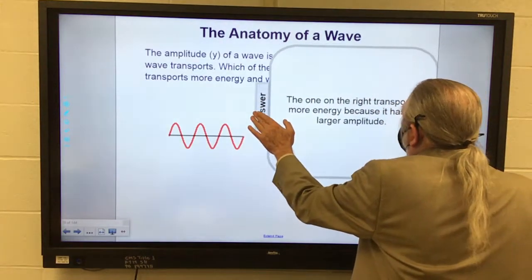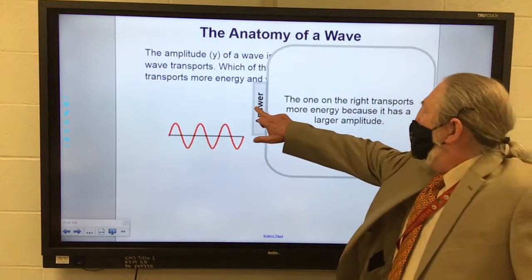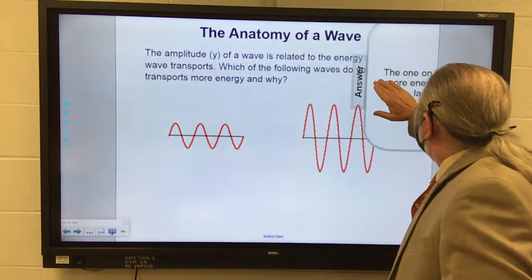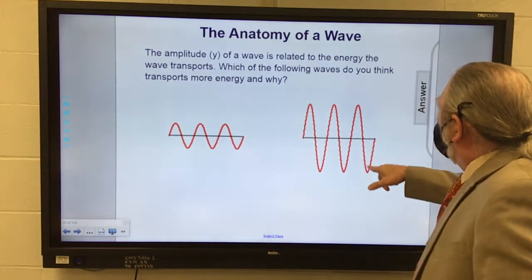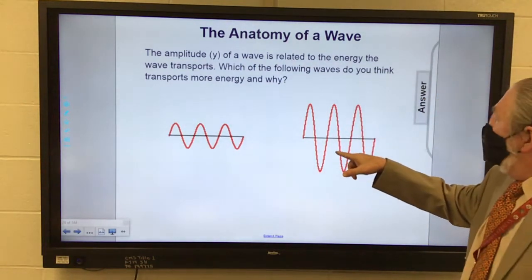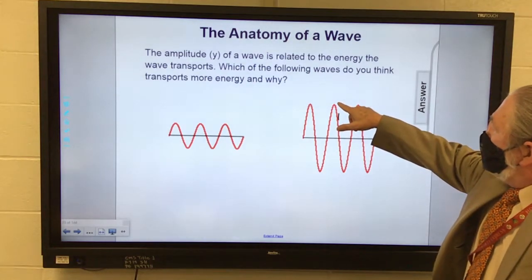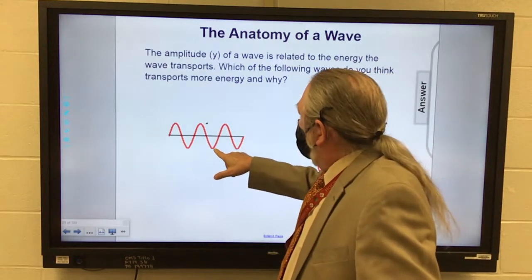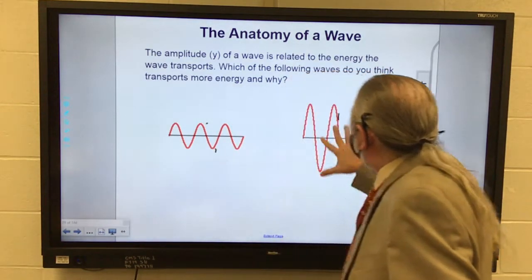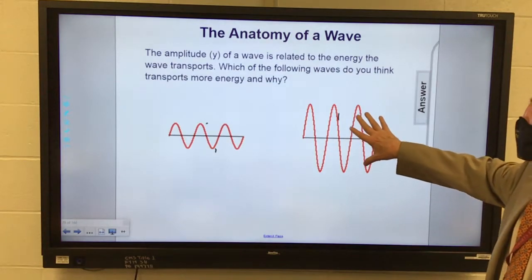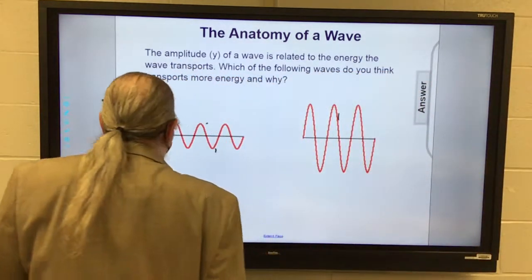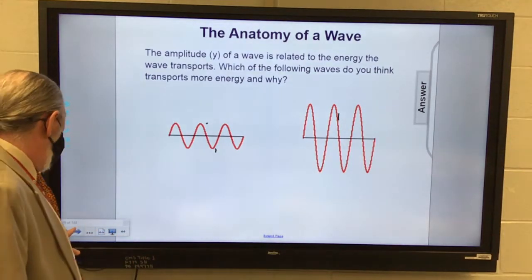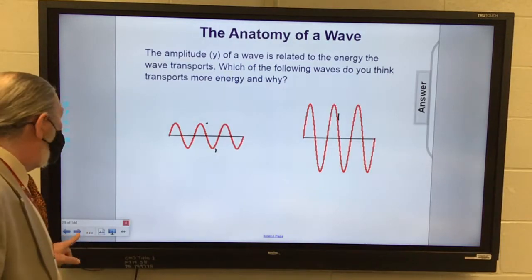The one on the right transports more energy because it has a larger amplitude, right? So it's longer, up and down, right? The crest is taller and the trough is lower. So more energy here on the right, okay? Got it? Makes sense? Michael? Terry? Makes sense? Okay.